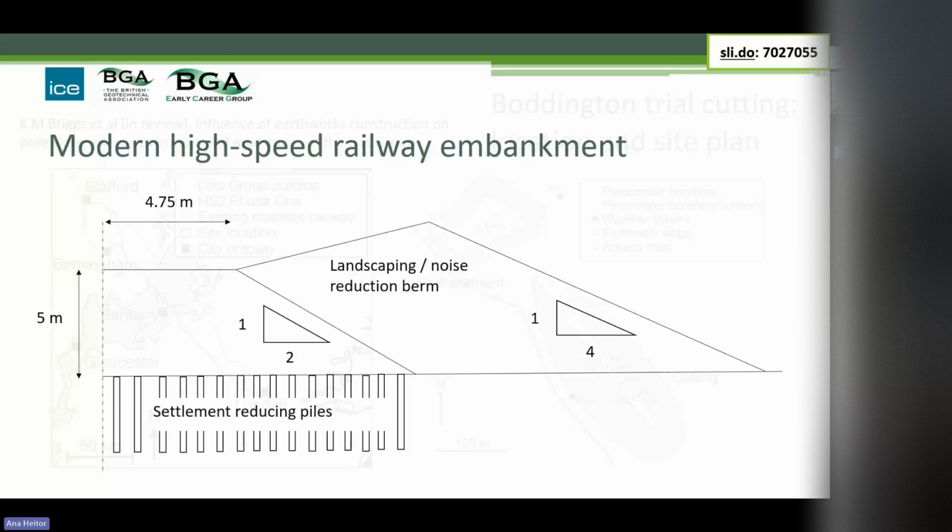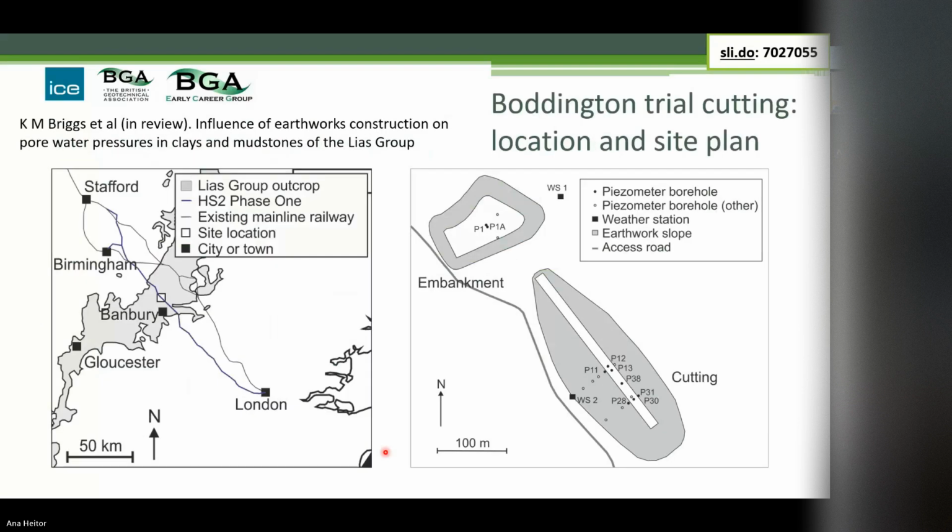One of the things that was going to happen anyway was that they were going to build a trial cutting, and a trial bit of an embankment. They were going to see how long it actually took for the soil to respond to the excavation of the cutting and the building of the embankment. That took place at a place called Boddington, just north of Banbury. That's a close-up which shows the view of the cutting, view of the embankment.